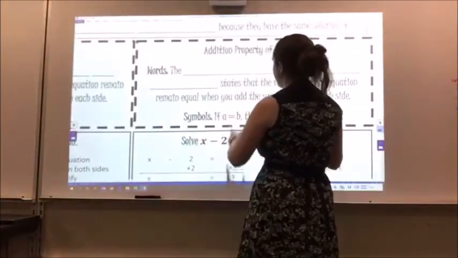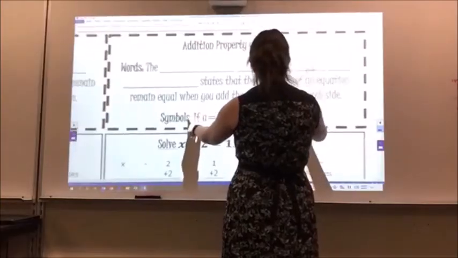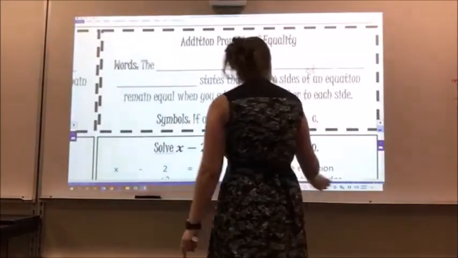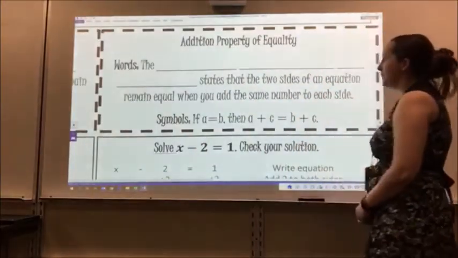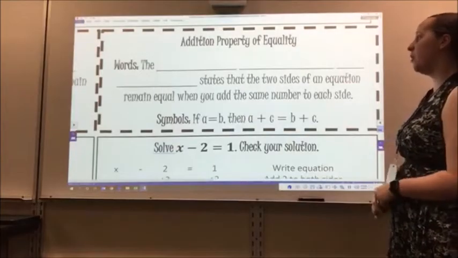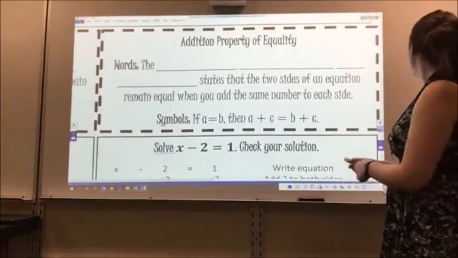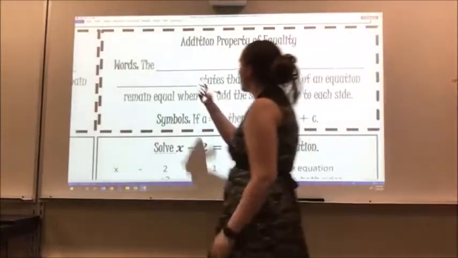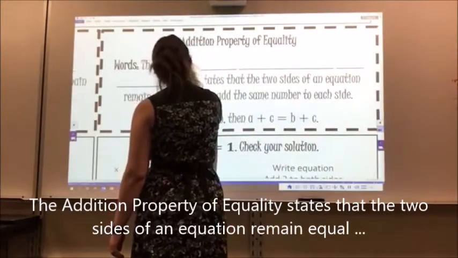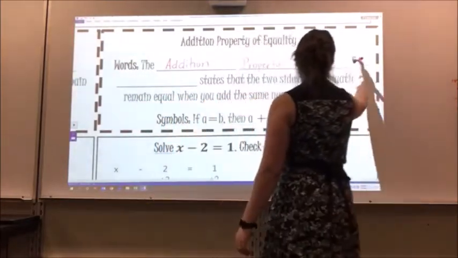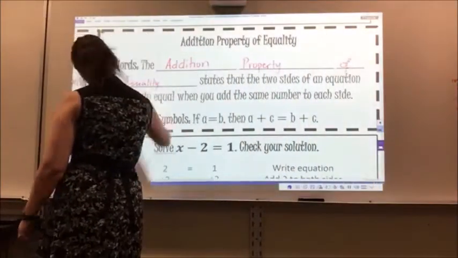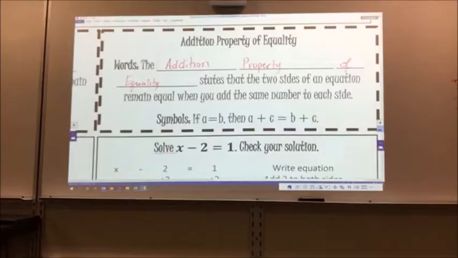All right, same type of thing for the addition property of equality, but instead of subtracting, I'm adding. So the blank blank blank blank states that the two sides of an equation remain equal when you add the same number to each side. In those blanks, you're going to write addition property of equality. So the addition property of equality states that the two sides of an equation remain equal when you add the same number to each side.